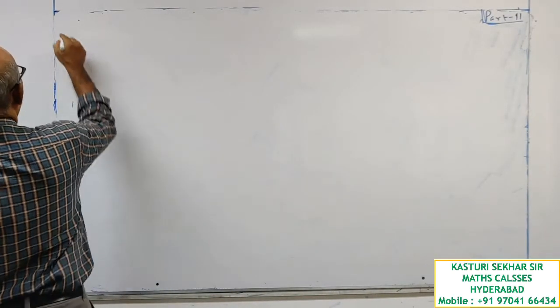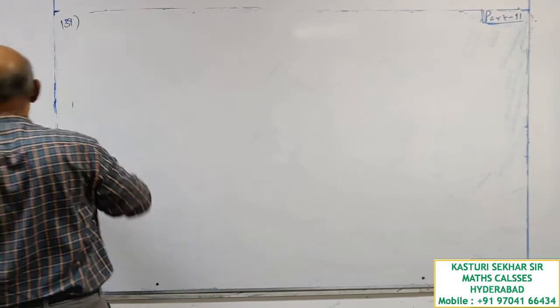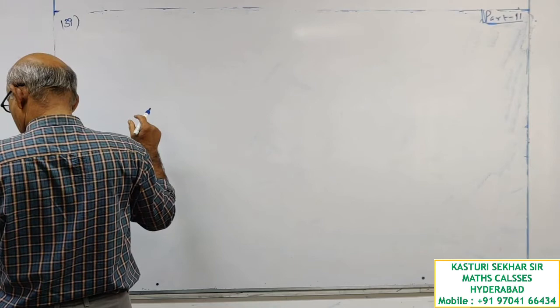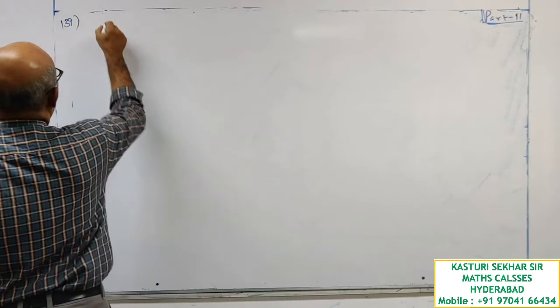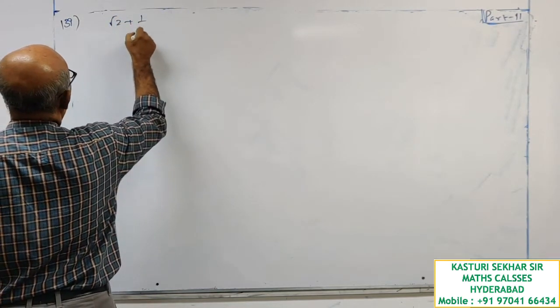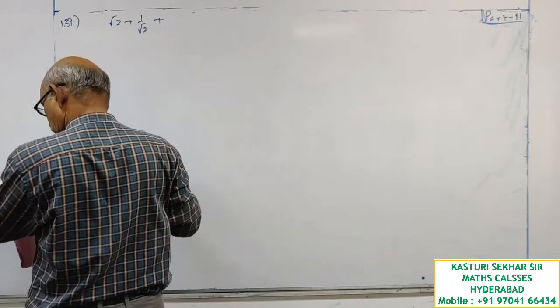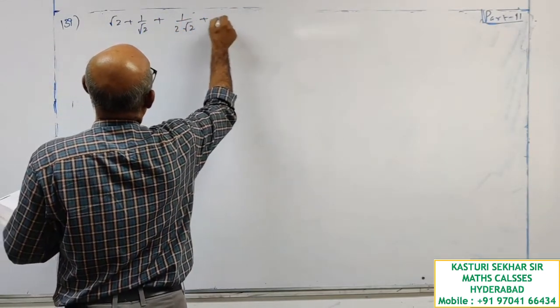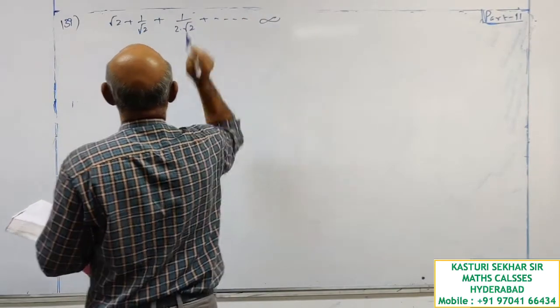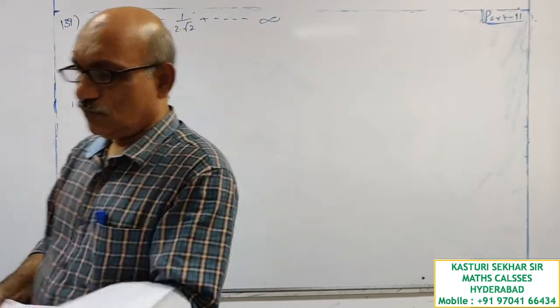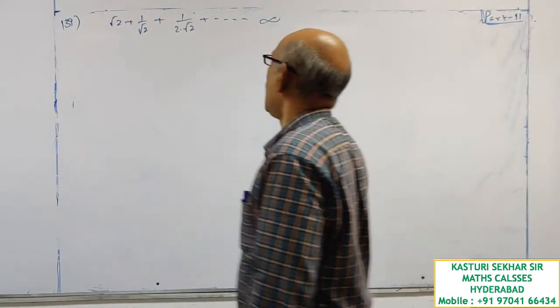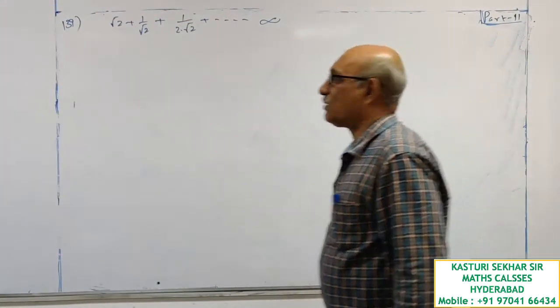139. The sum of the infinite series up to infinity: root 2 plus 1 by root 2 plus 1 by 2 root 2, etc.